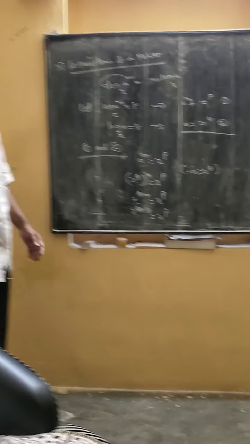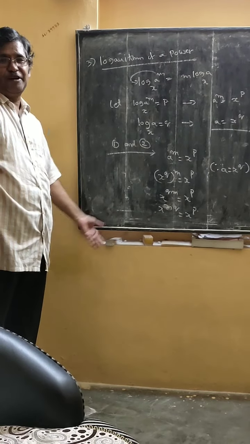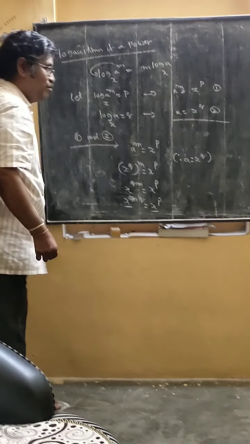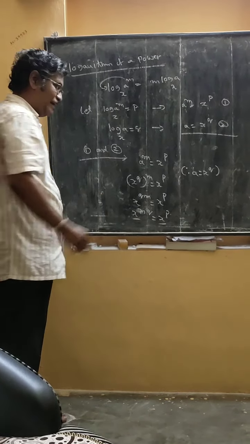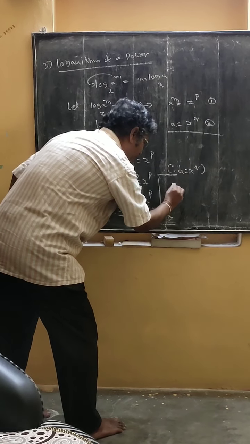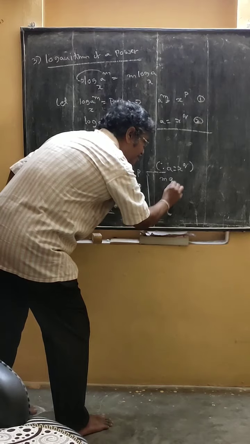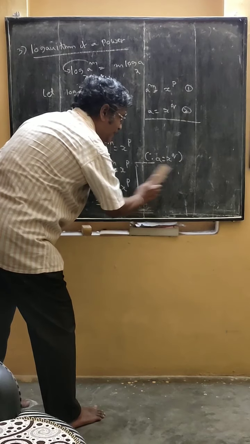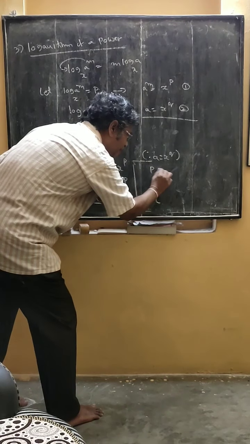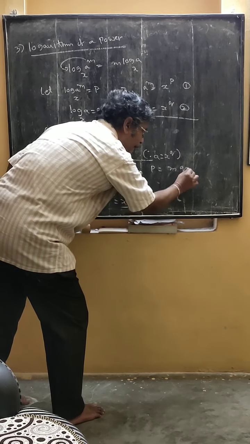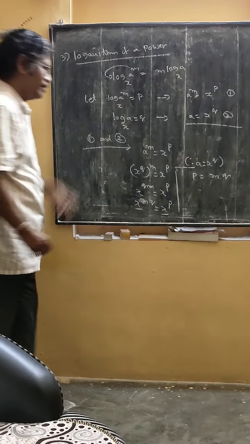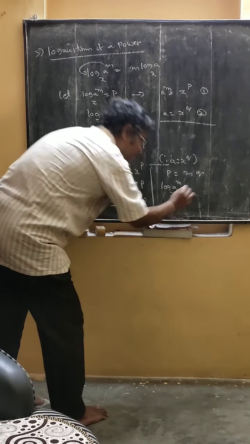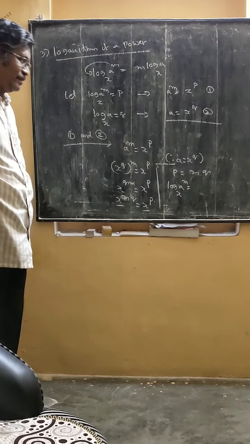Here m times q or q times m are both equal, by the commutative property: a into b is equal to b into a. The bases are equal, and when bases are equal, equalize the exponents. So mq is equal to p, or you can write p is equal to mq. That is convenient. What is p? Log a power m to the base x.